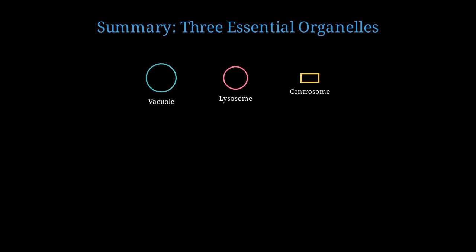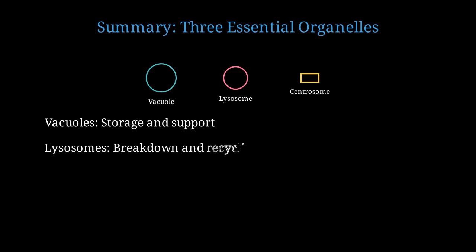Let's review the 3 organelles and their main functions. These 3 organelles each play distinct but equally important roles in cell survival and reproduction. Vacuoles store materials and provide structural support through turgor pressure. Lysosomes break down and recycle cellular materials, keeping the cell clean and efficient.